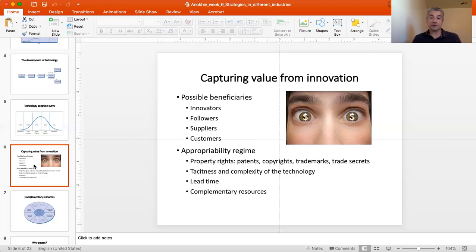By keeping it a trade secret, it guarantees this uniqueness for many, many years to come. The other thing that helps you appropriate value of your innovation is if there's a lot of tacitness and complexity embedded in your technology. So even if you disclose the technology through patent application, it does not necessarily help potential rivals if they cannot understand fully how it is done, right?